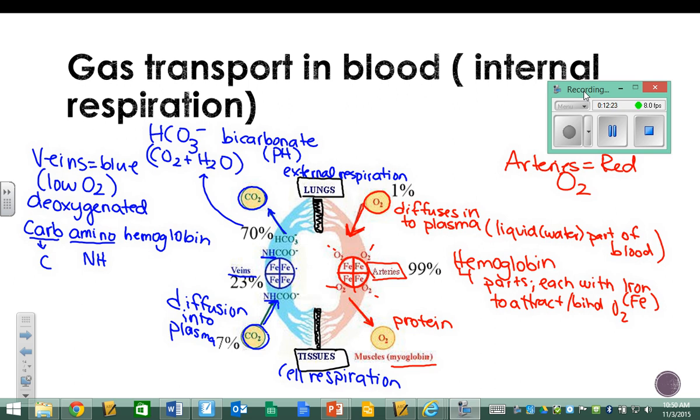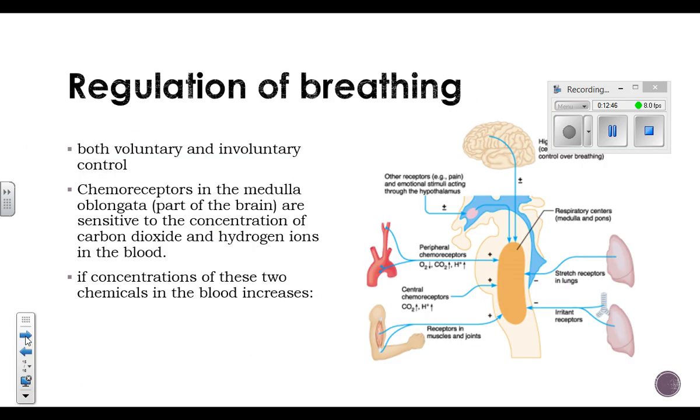So the next thing we have to talk about has a lot to do with bicarbonate. That's why I left it to the very last thing. Bicarbonate, aside from being the way that CO2 is transported, is one of the ways that your brain knows when you are supposed to breathe and how much you are supposed to breathe. So our next little section is about the regulation of breathing.